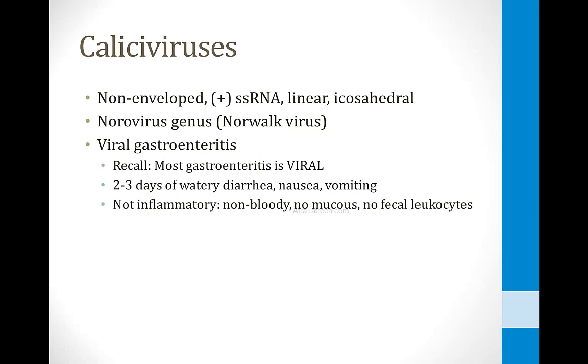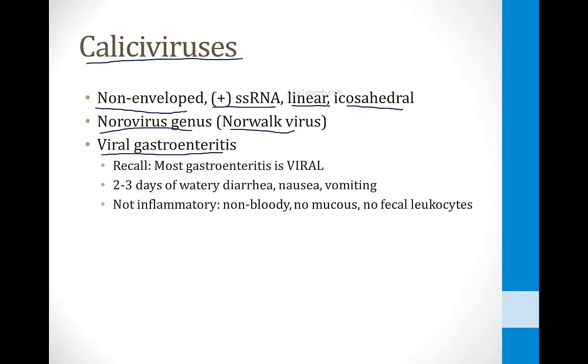Let's start by talking about the calicivirus family of viruses. All of these viruses are non-enveloped. They all have a positive sense single-stranded RNA genome that is linear with an icosahedral capsid. And the main member of the calicivirus family that causes disease in humans is called norovirus. It also goes by the name Norwalk virus, named for Norwalk, Ohio, where the infection was first described in the 1960s. And if you get an infection with Norwalk virus, you will develop viral gastroenteritis.